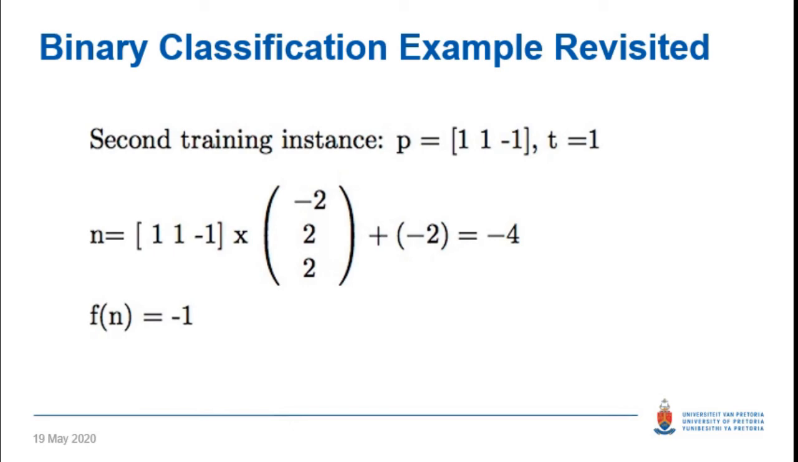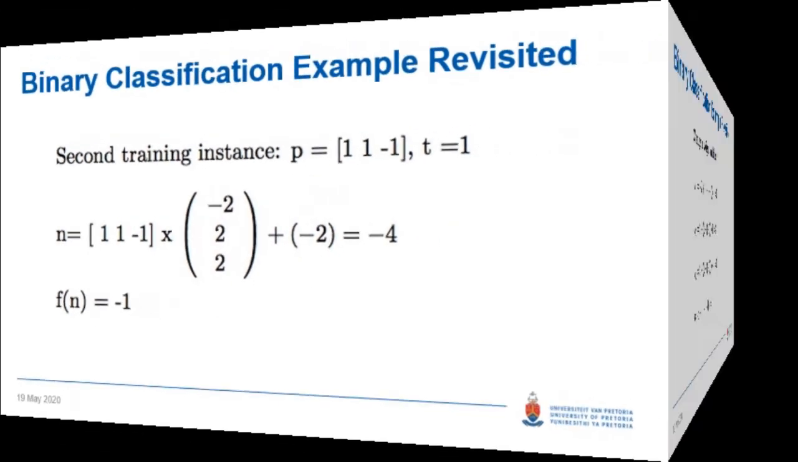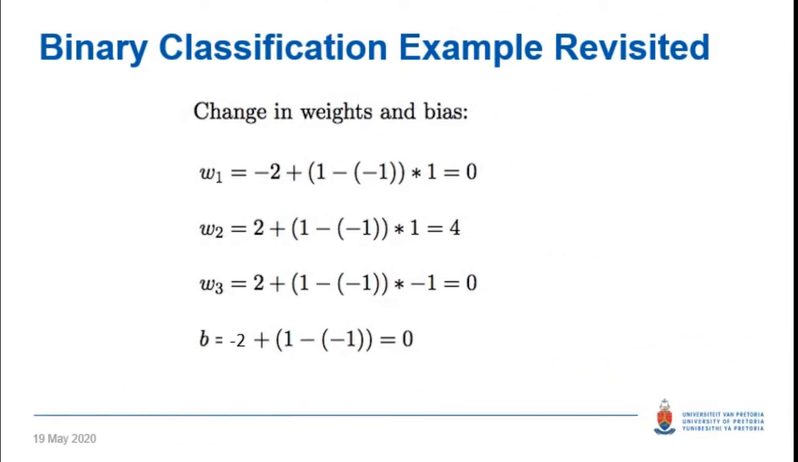So if we go and look at that now, that's our minus 4, and then our activation applied to that minus 4 is a minus 1. If you look at the change of weights, the current weight value for W1 is minus 2. The value that the neural network output is a minus 1, and the activation that we want is 1. So t is 1, and we've got t minus minus 1 times 1. Both those values will then give you an output of 0.